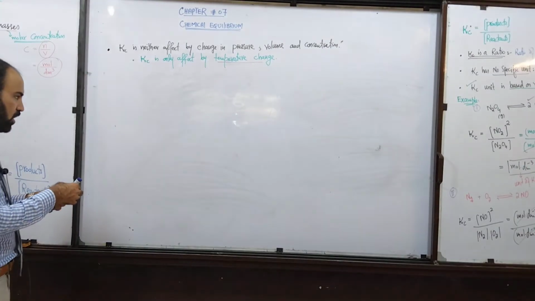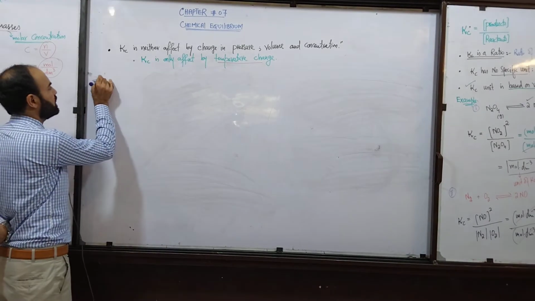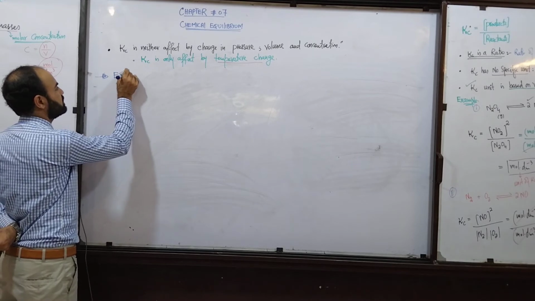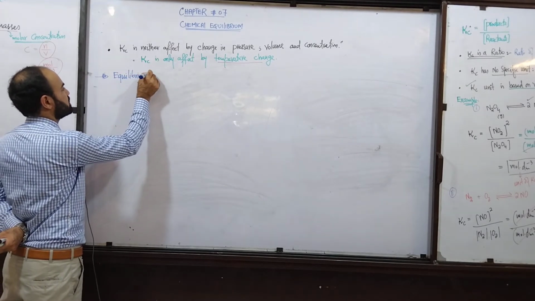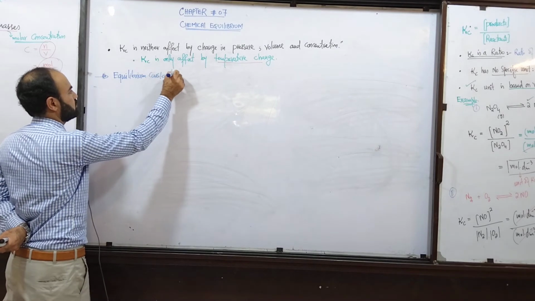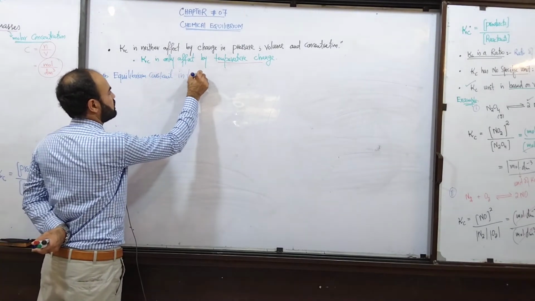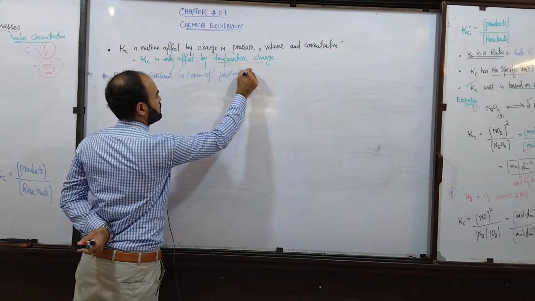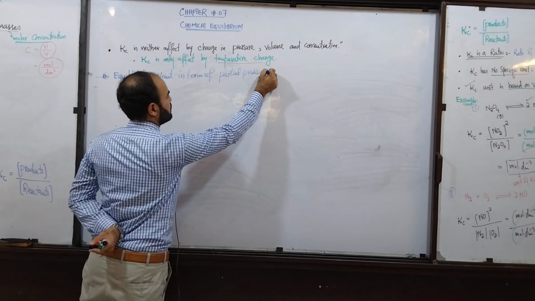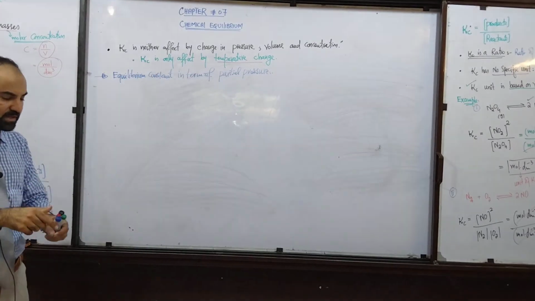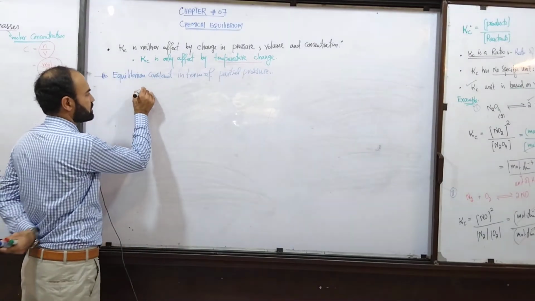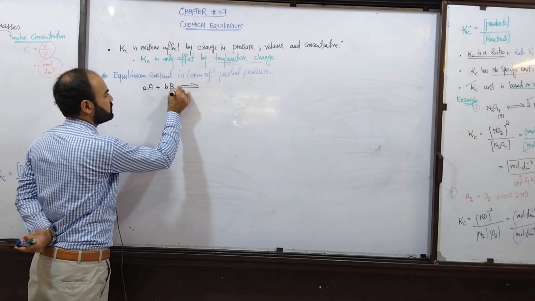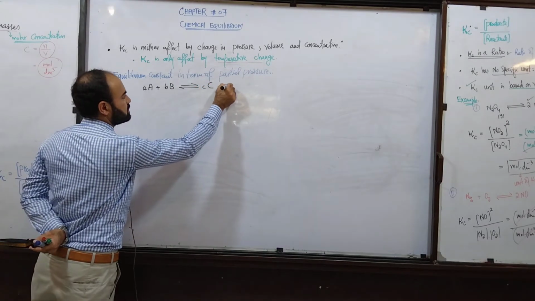Okay, now let's pick some other equilibrium constants. Next is the equilibrium constant in terms of partial pressure. How will I write it? For example, I select the same equation where two reactants react to form products.